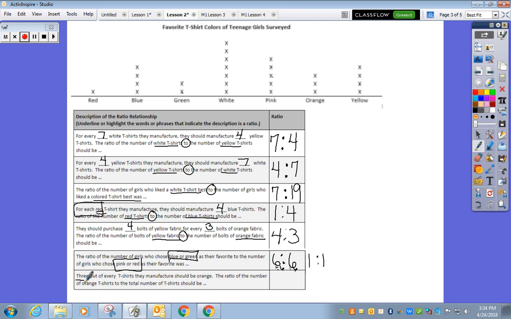Here's a total problem. 3 out of every blank t-shirts they manufacture should be orange. The ratio of the number of orange t-shirts to the total number of t-shirts should be. Again, that out of every tells us we're talking about a total. So we're going to do orange first, which is 3, and then we're going to count the total. When we count our total, we include orange. So we've got 1, 2, 3, 4, 5, 6, 7, 8, 9, 10, 11, 12, 13, 14, 15, 16, 17, 18, 19, 20, 21, 22, 23, 24, 25, 26. So it's a 3 to 26 ratio.